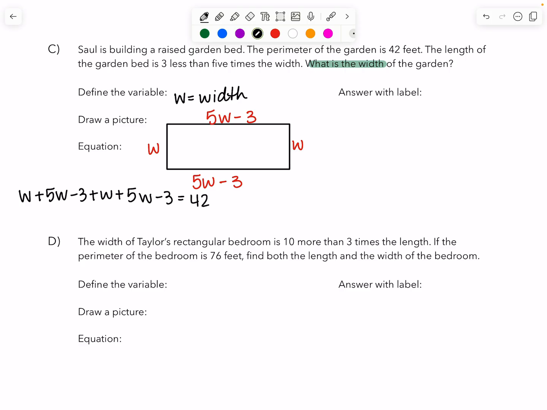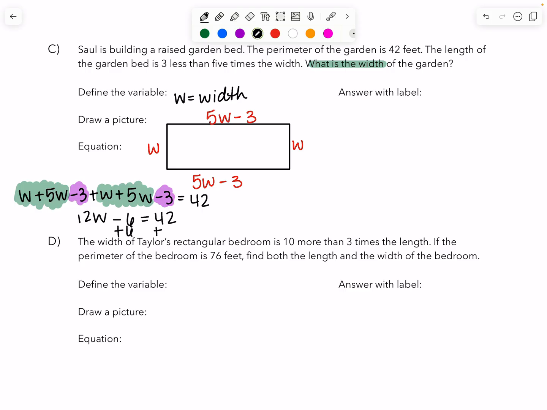All right. Next step, combine your like terms. W plus 5W plus W plus 5W, that gives me 12W. And then minus 3, same sign. Add them together, keep the sign. So minus 6 equals 42.